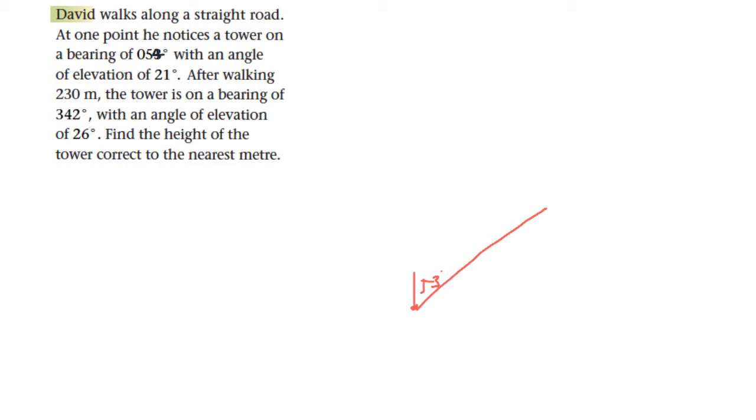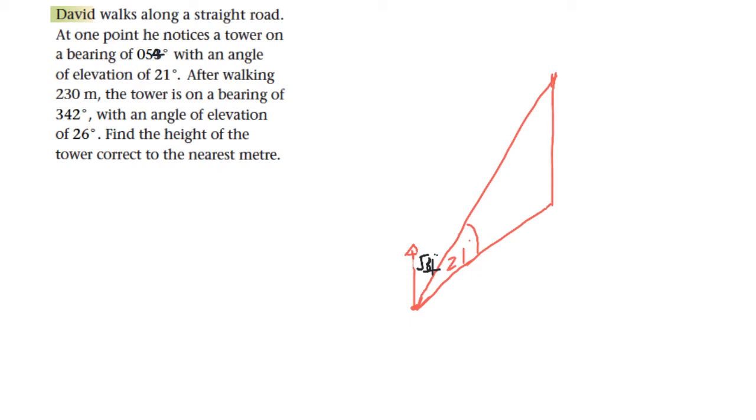You want to have a big, accurate diagram because there's a lot of detail that goes onto these harder problems, and you don't want to miss that. So we've got some tower over here. And what David notices is that it has an angle of elevation of 21 degrees. So we've got a couple of things here, and I'm going to neaten this up a little. You'll notice I put my bearing there in black and my angle of elevation in red.